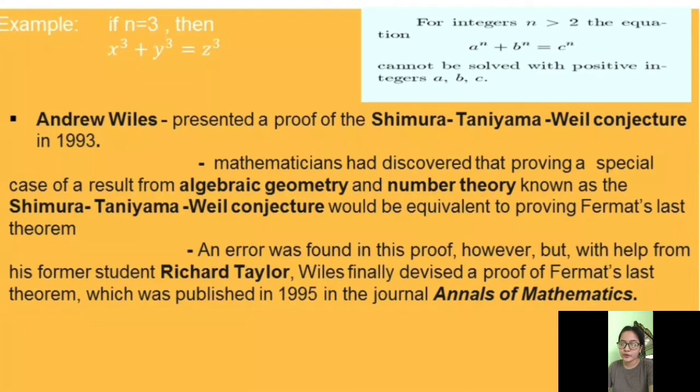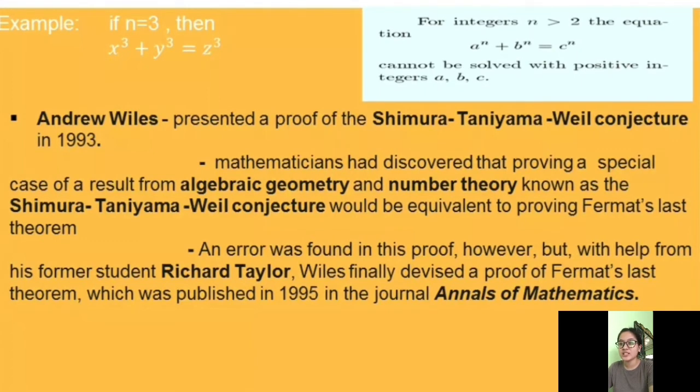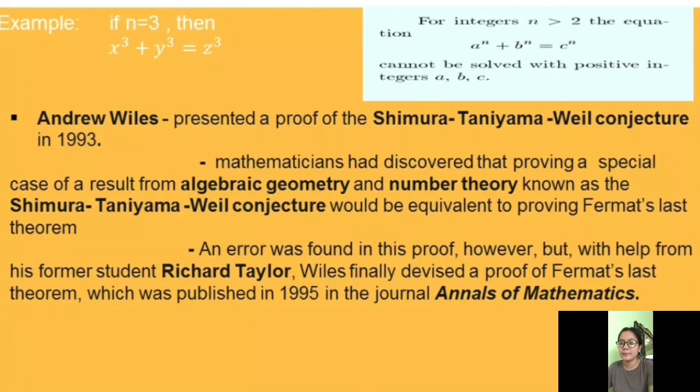For example, Fermat himself did a proof of another theorem that effectively solved the case for n is equal to 4. And by 1993, with the help of computers, it was confirmed for all prime numbers n less than 4 million, and by that time, mathematicians had discovered that proving a special case of a result from algebraic geometry and number theory known as the Shimura-Taniyama-Weil conjecture would be equivalent to proving Fermat's last theorem.